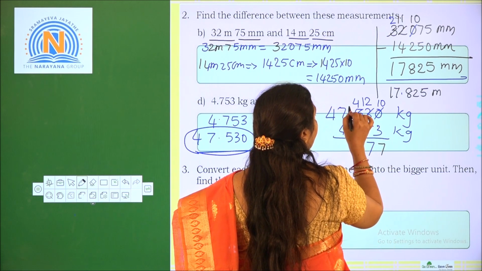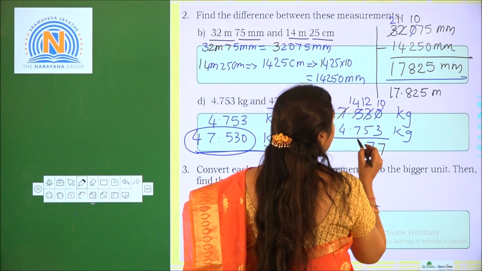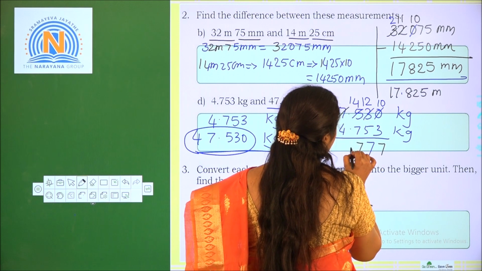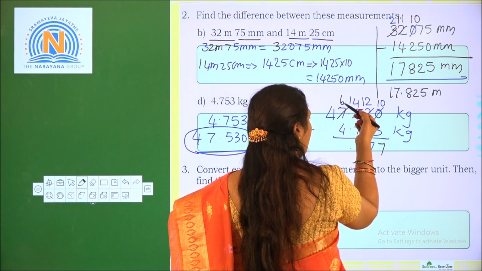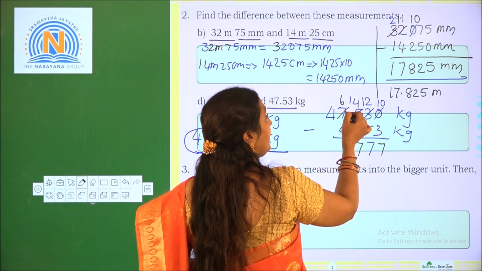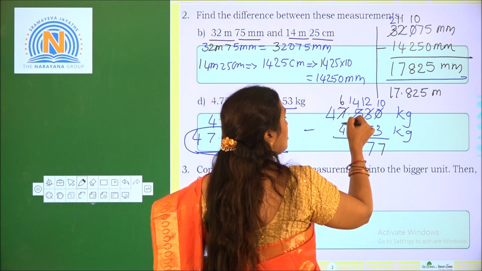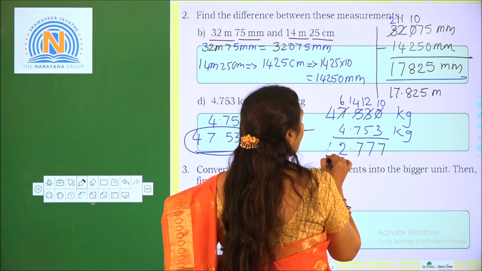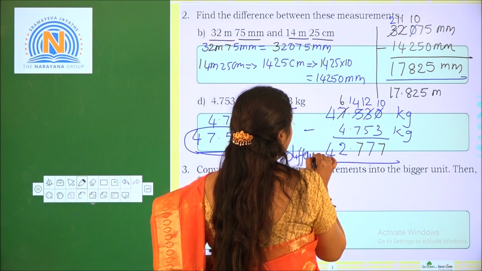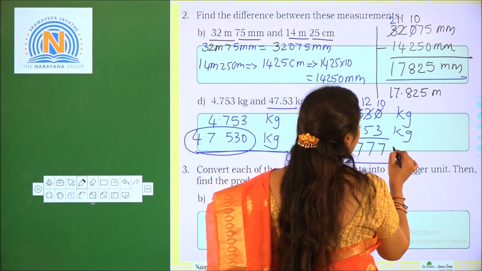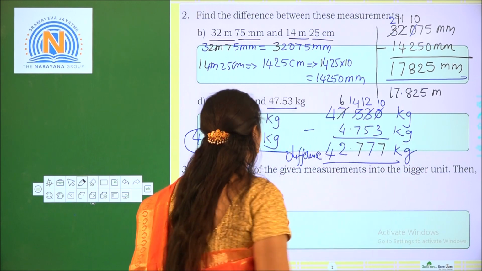Now 4 minus 7 we cannot. Again regroup it. 4 will become 14. 14 minus 7 is 7. Then 7 minus 4, no, here it is already regrouped, so this 7 will become 6. 6 minus 4 is 2, and 4. So the difference is 42.777 kgs.